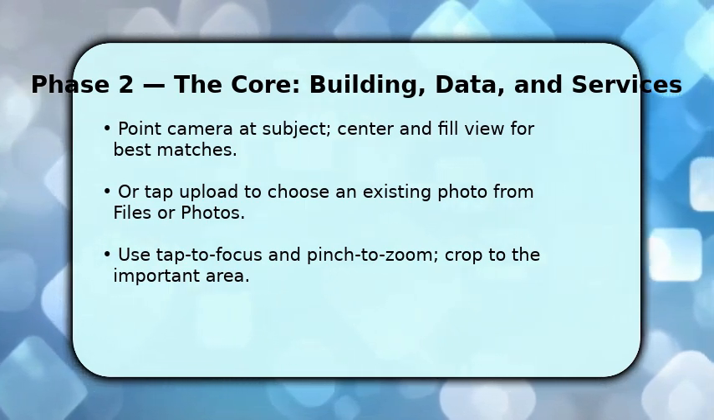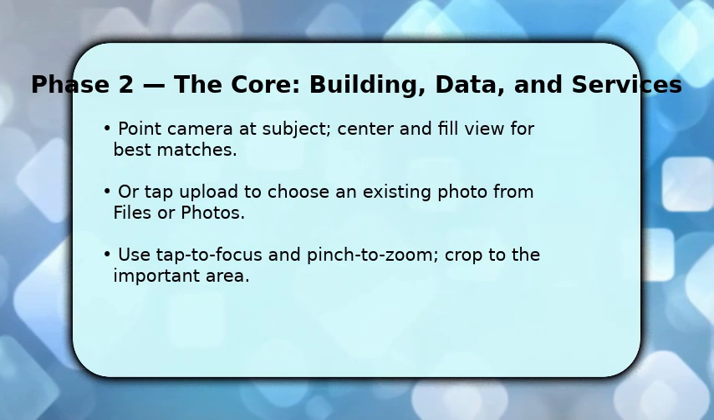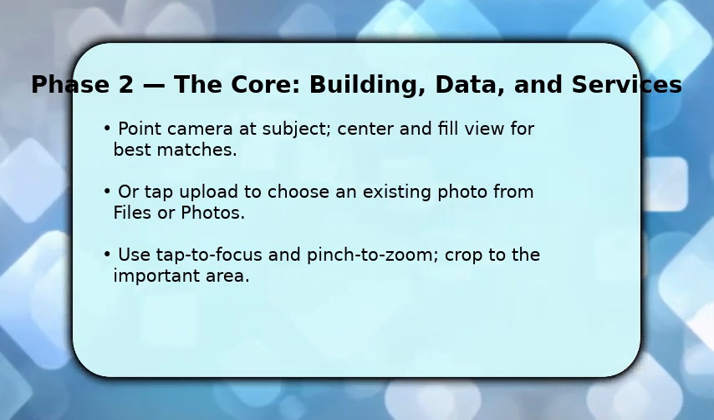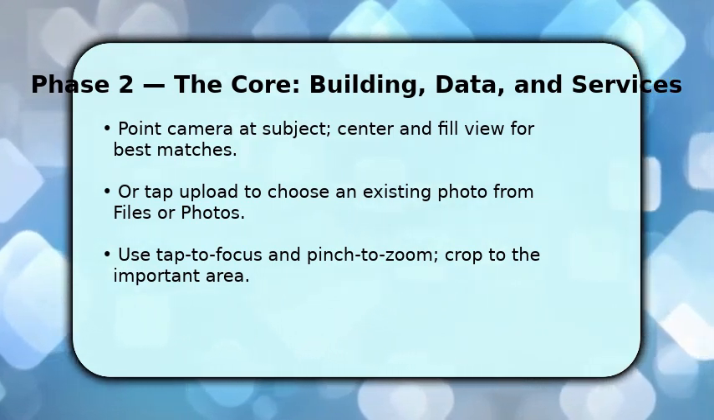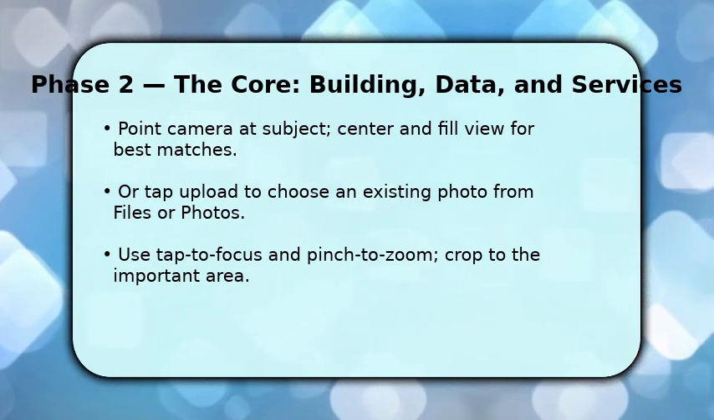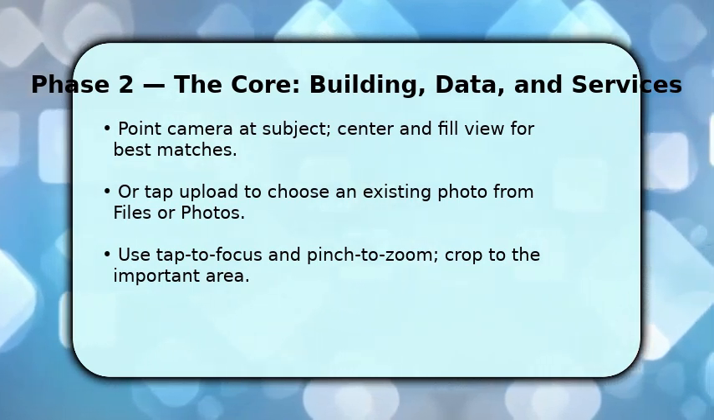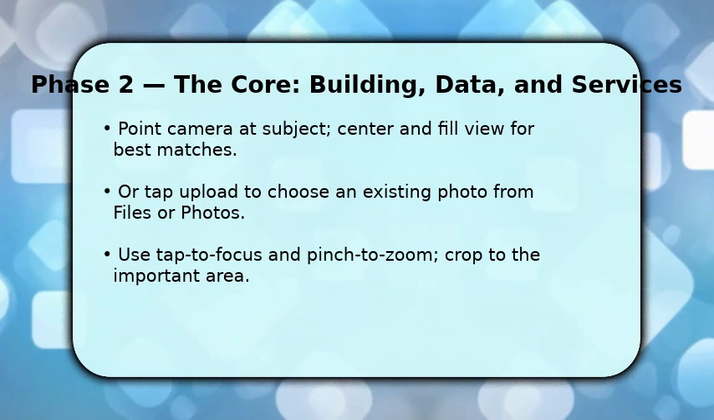Once the image appears, crop to isolate the subject. This reduces visual clutter and improves accuracy. After cropping, confirm. Google Lens analyzes shapes, text, and patterns to return relevant results and actions.